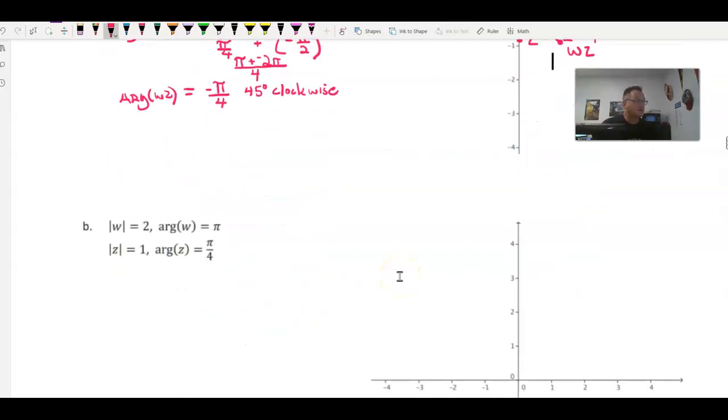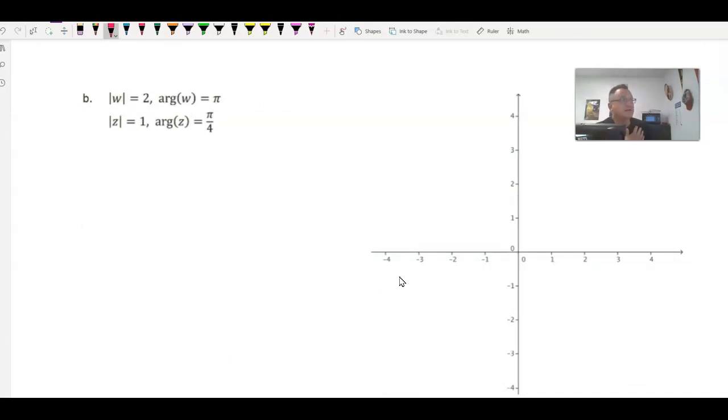All right, let's try the next one here. Okay, W is 2 and its argument is pi. So a rotation of pi is that. Okay, so I'm going to put W. W is going to end up right here. Okay, Z has a length of 1 and it's pi/4, so that's 45 degrees again. So it's going to look something like that. Okay, now let's multiply the two.